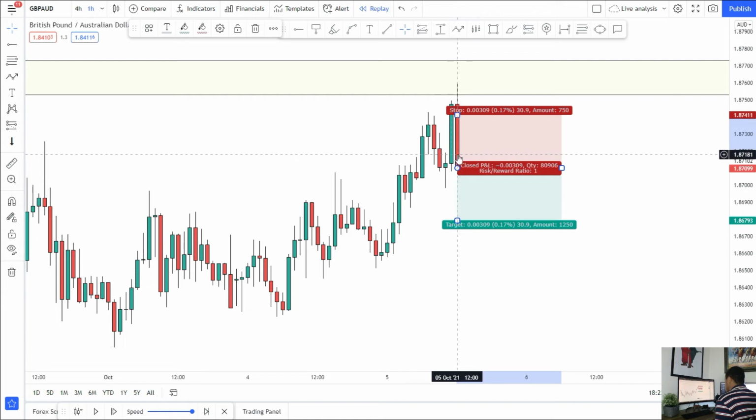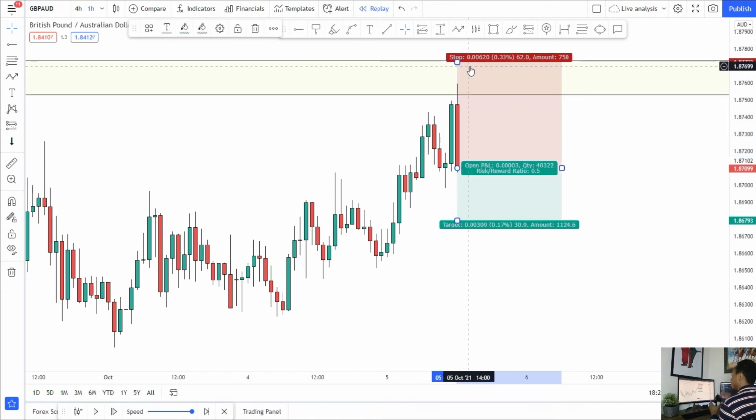And again, when was that around? That was around 12 coming into 1. So that's coming into that crossover between the London and the New York session. So great time to enter your trades as well.